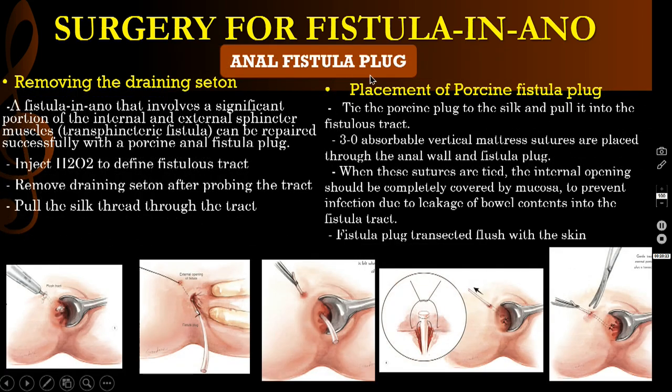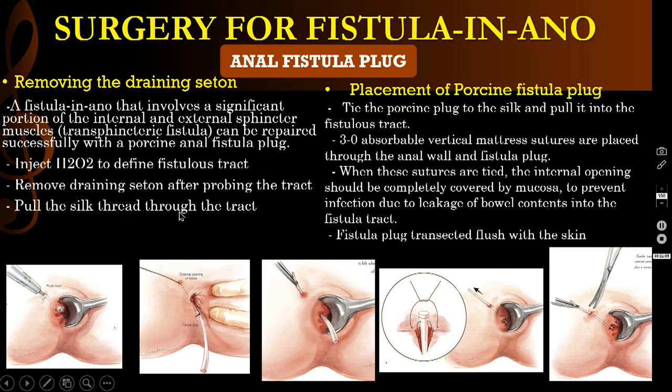So coming to the anal fistula plug, first, similar to the previous procedure, you have to remove that draining seton. A fistula in ano that involves a significant portion of internal and external sphincter muscle, that is the transsphincteric fistula, can be repaired successfully with a porcine anal fistula plug. So inject hydrogen peroxide to define the fistulous tract. That is the first step. Remove the draining seton after probing the tract with a malleable probe.